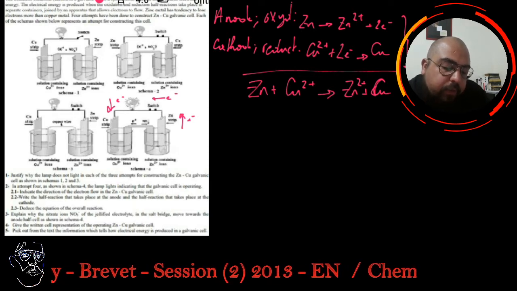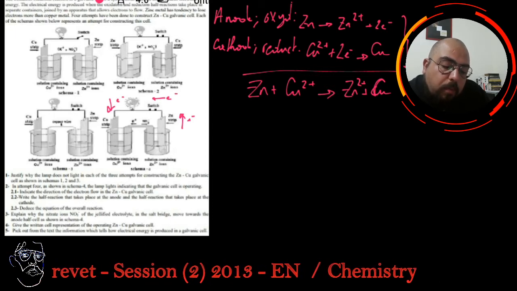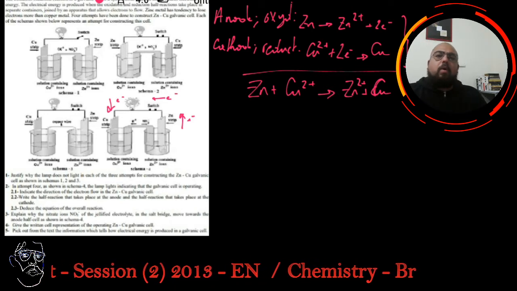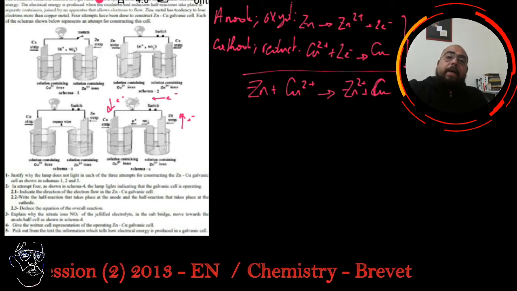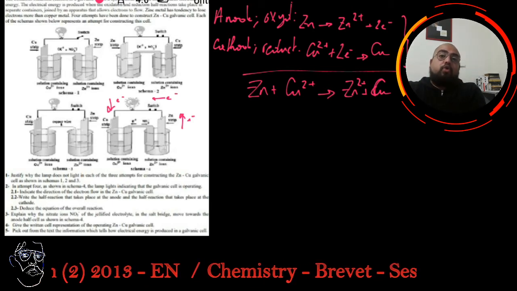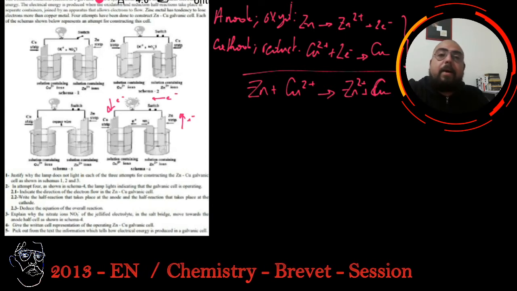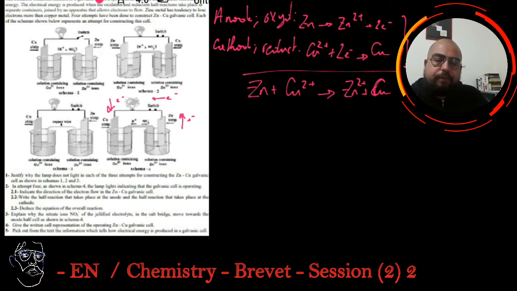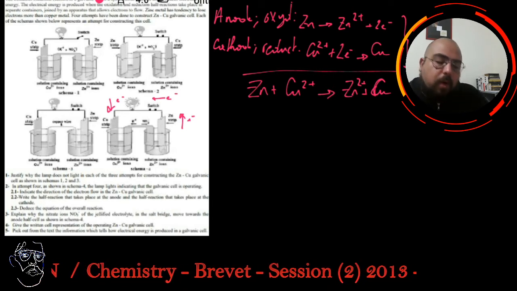Explain why the nitrate ions NO3- of the jellified electrolyte in the salt bridge move towards the anode half cell as shown in schema 4. Now, in the anodic part, we have oxidation where solid Zn is being transformed to Zn2+ ions. So the positive charges are increasing in the anodic half cell. We need negative charges to balance this variation of charges. So NO3- will migrate towards this anodic part.